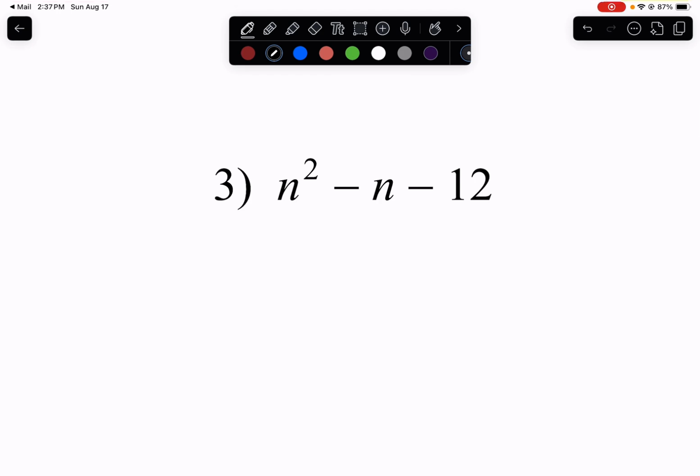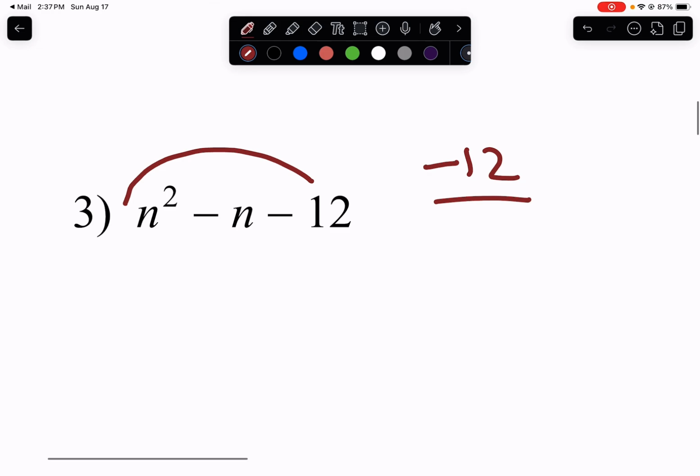So again, I look, do I have a GCF to take out? I do not. So I go ahead. Now, this term doesn't have a number out in front here, but it's like an implied 1, right? We know that that's a 1 there. So if I do 1 times negative 12, I get a negative 12. All right. So I need to find two numbers that multiply to negative 12, and the number that's in front here is a negative 1. So I need to add to a negative 1.